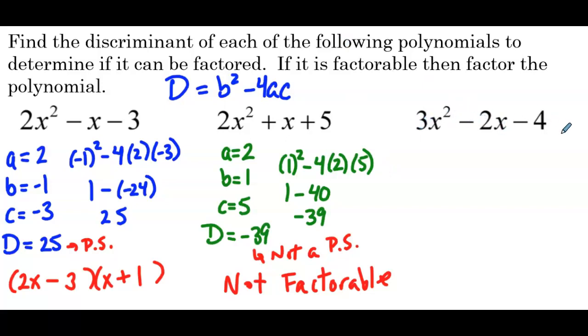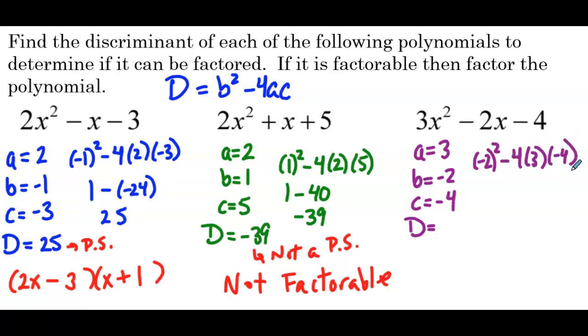Next, 3x squared minus 2x minus 4. So a is 3, b is negative 2, c is negative 4. So what is our discriminant? So we have negative 2 squared minus 4 times 3 times negative 4. So we have 4 minus, so 4 times 3 is 12, times negative 4 is negative 48. So that would be positive 52. So again, not a perfect square. So that means 3x squared minus 2x minus 4 is not factorable.